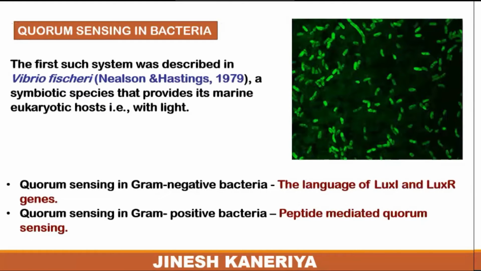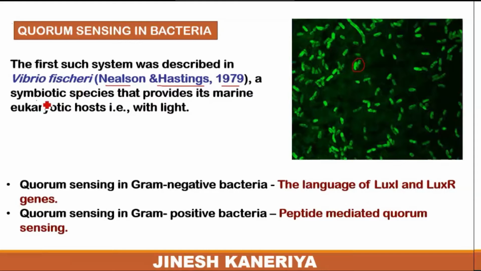So quorum sensing occurs in gram-negative bacteria and gram-positive bacteria. The first quorum sensing system identified was described in Vibrio fischeri, described by Nealson and Hastings in 1979. This Vibrio fischeri bacterium emits green fluorescent light.